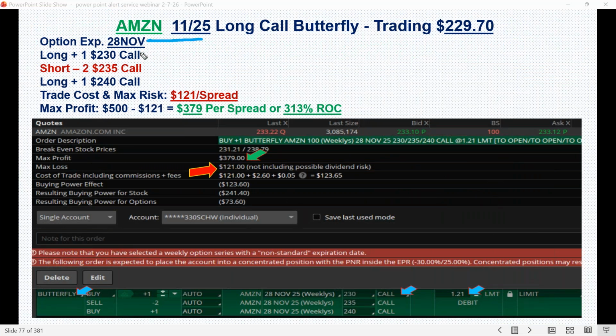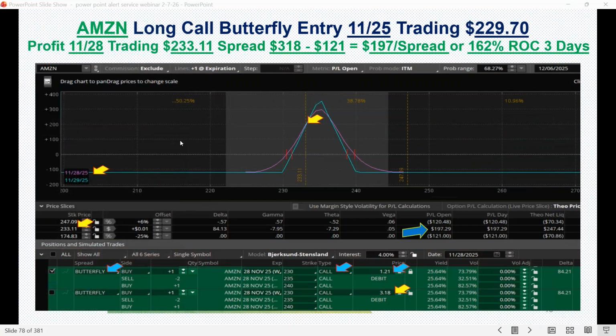So this was the 28 November series, long the 230 call, short the 235 call, long the 240. So that's a call butterfly, long the 230, short the 235, short the 235, long the 240. So this is a $5 wide butterfly. The trade cost was $1.21 or $121 was your cost. So if it went out here at the top of the tent, that would be max profit. This would be at $379 per spread, 313% return. So that's what your potential could be, just to give yourself an idea of what the risk reward is on the trade.